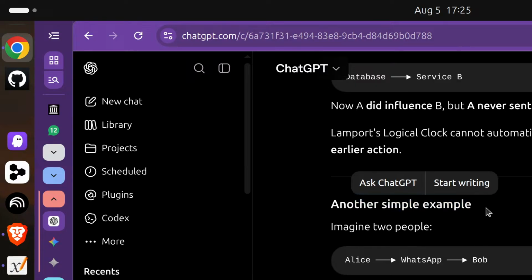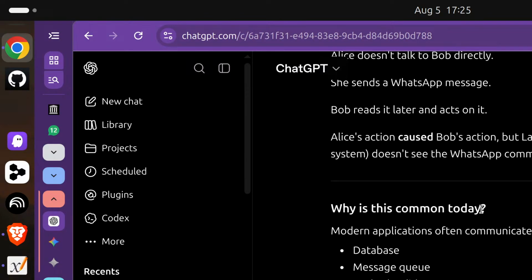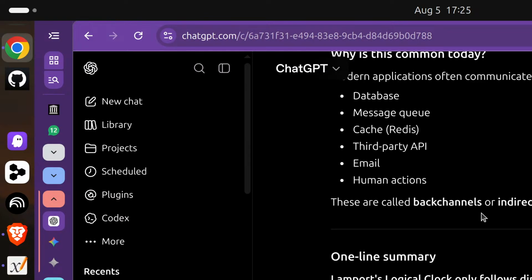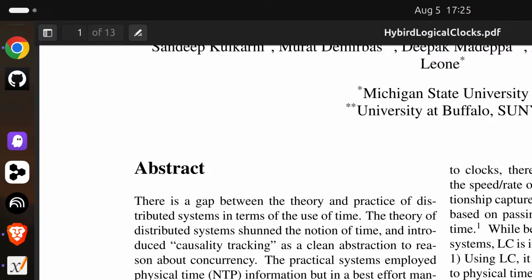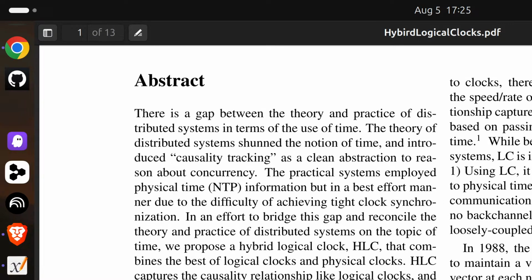Another simple example like this. Why is this common in modern systems? So, one liner: Lamport logical clock only follows a direct message between nodes. Okay, that means the same thing. This is obsolete for today's integrated, loosely coupled systems. And loosely coupled means it has microservices and all, right?